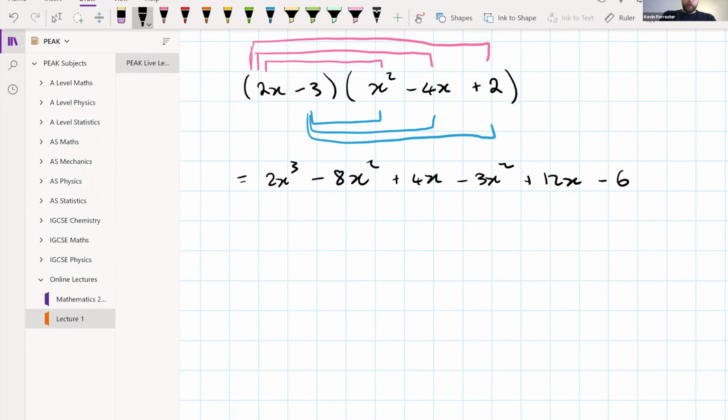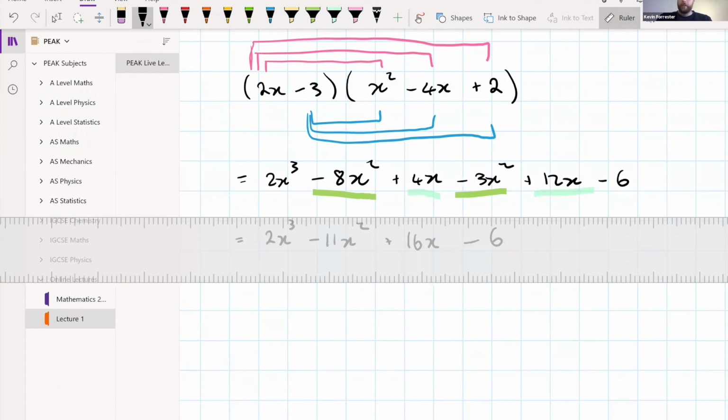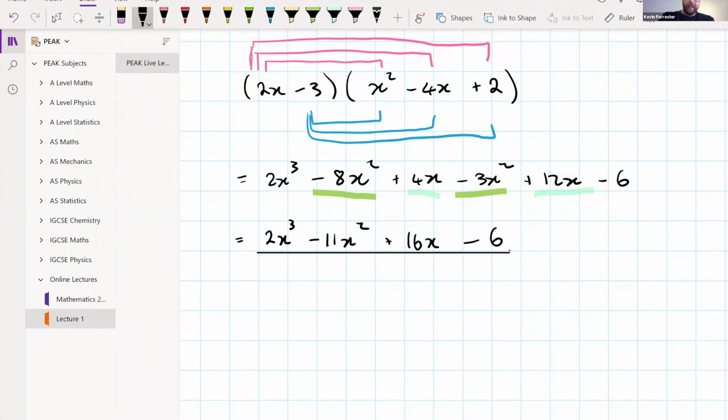And now from this, all we need to do is simplify. So, do we have any x cubed terms? No, so we cannot simplify that any further. X squared terms? Yeah, we do. We have two of them: minus 8x squared and minus 3x squared, which gives us minus 11x squared. Then we take a look at x's. We have 4x and 12x. Combine those together to give us 16x. And then lastly, we have the constants, of which there's only one, so it's going to be minus 6. And there is our fully expanded and fully simplified algebraic expression.